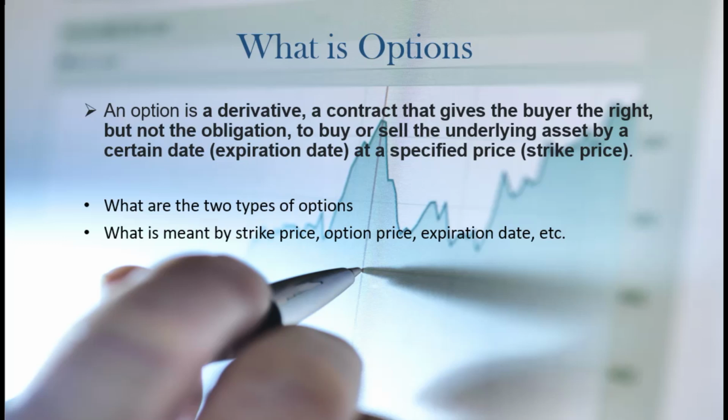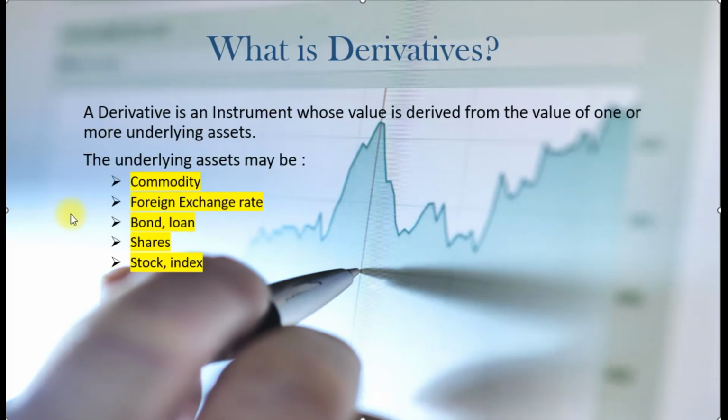We will see in detail what derivatives are. A derivative is an instrument whose value is derived from one or more underlying assets. What are assets? The underlying assets may be commodity, foreign exchange rate, bond, loans, shares, stock or index.